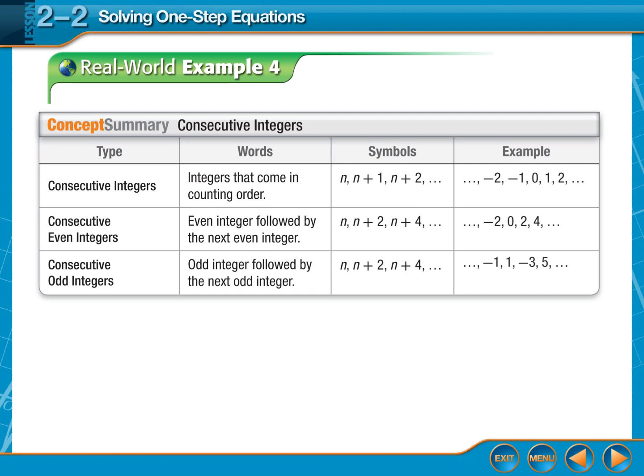Odd integers, what makes something an odd number? Can't be divided. What do they end in? 1, 3, 5, 7, and 9. So those would be our consecutive odd integers.